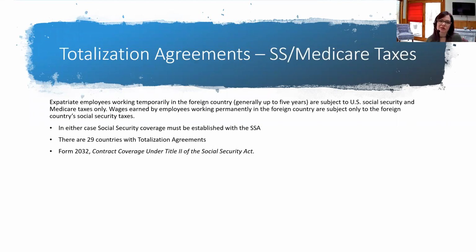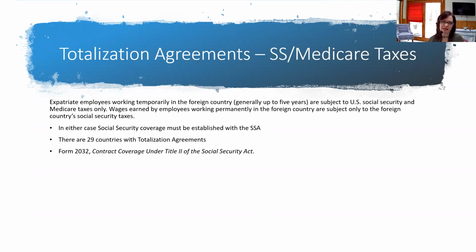Totalization agreements, Social Security and Medicare taxes. Expatriate employees working temporarily in the foreign country, generally up to 5 years, are subject to U.S. Social Security and Medicare taxes only. Wages earned by employees working permanently in the foreign country are subject only to the foreign country's Social Security taxes. In either case, Social Security coverage must be established with the Social Security Administration.